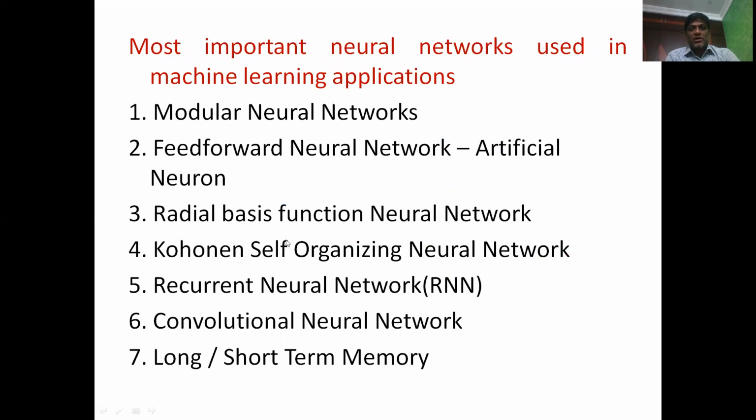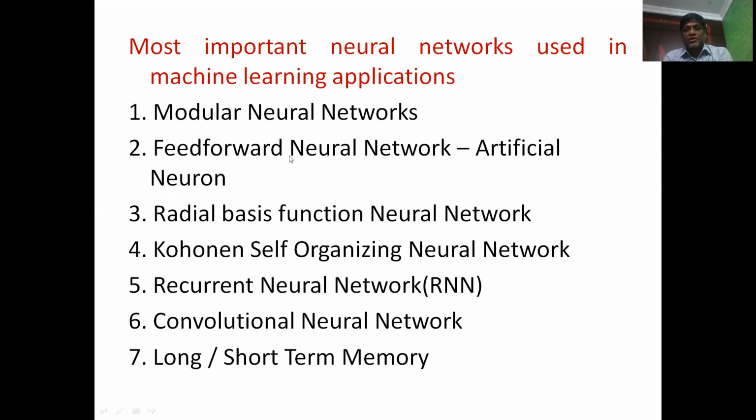This is a general topic: the important types of neural networks that are useful in designing machine learning applications. Solutions for machine learning applications can be designed with the help of these famous neural networks. The first category is modular neural networks. The second one is feed-forward neural networks. The third one is radial basis function neural networks. Fourth one is coherent self-organizing neural network. Fifth one is recurrent neural network. Sixth one is convolutional neural network. And the seventh one is long short-term memory, or in short, LSTM neural networks.